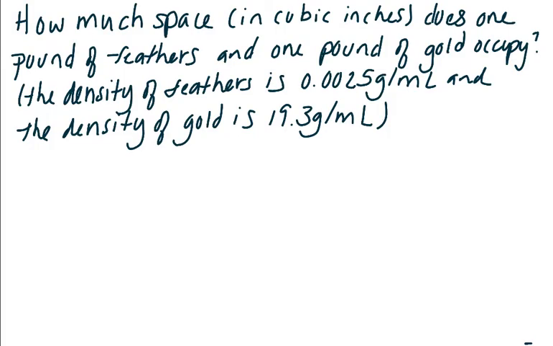So we can flip this trick question on its head and ask, how much space, we'll say in cubic inches so we can compare them, does 1 pound of feathers and 1 pound of gold occupy? So if we have the same mass, what's the difference in the amount of space that they occupy? This is a really important concept. If you have a mass and you are interested in a volume, you must go through the density. If you have a volume and you want a mass, you must know the density. There's no way to convert between volume and mass unless you have a density.